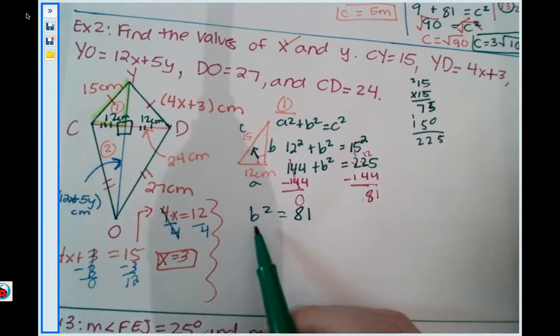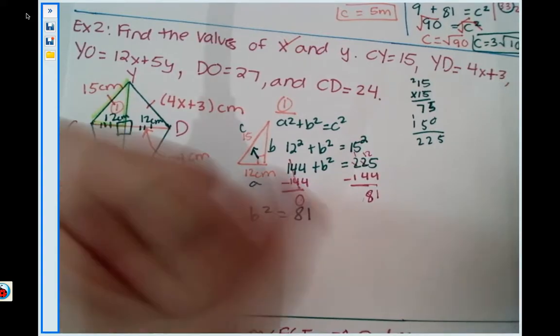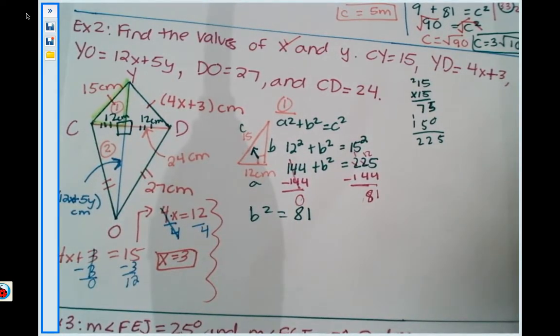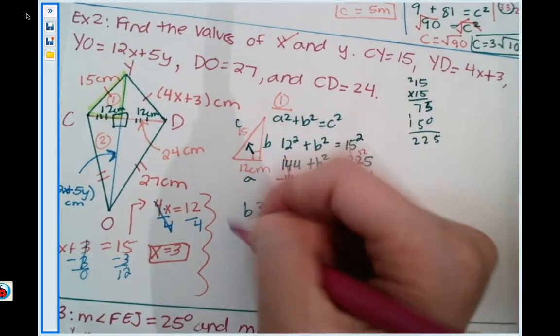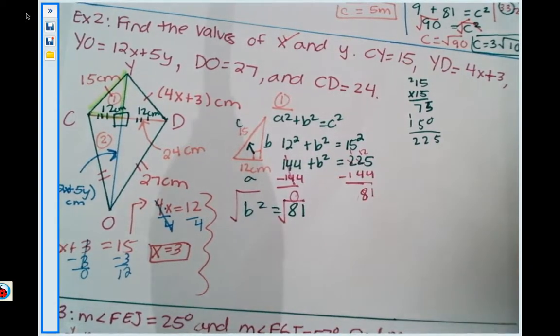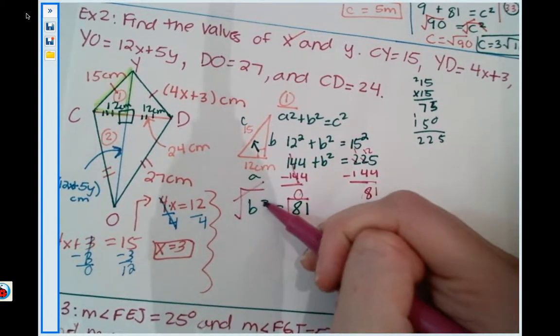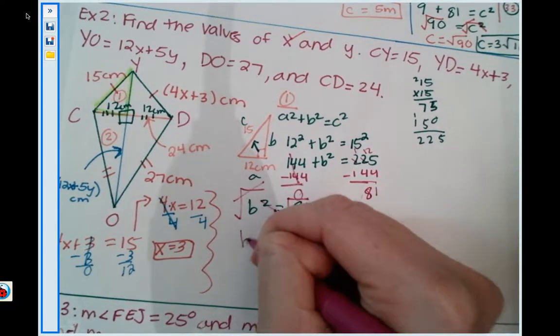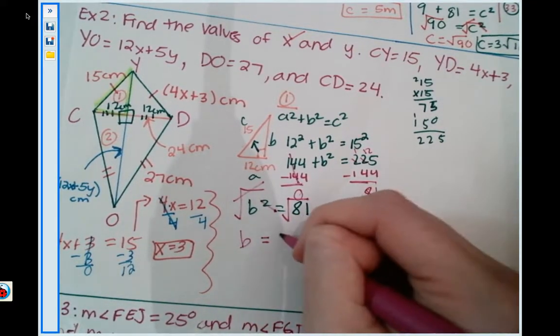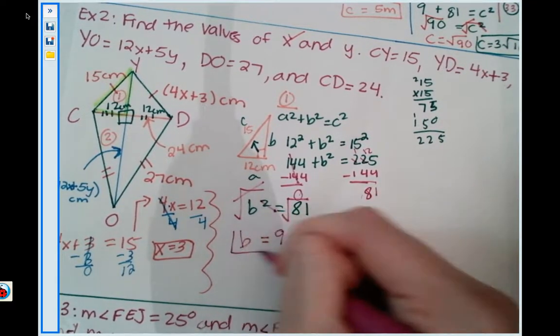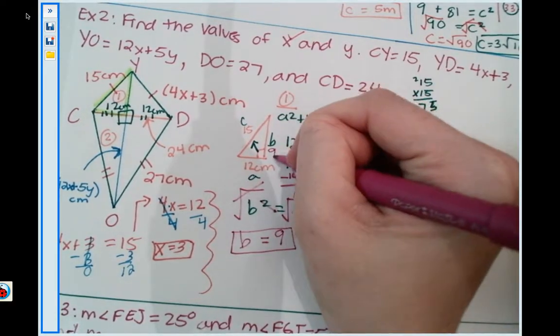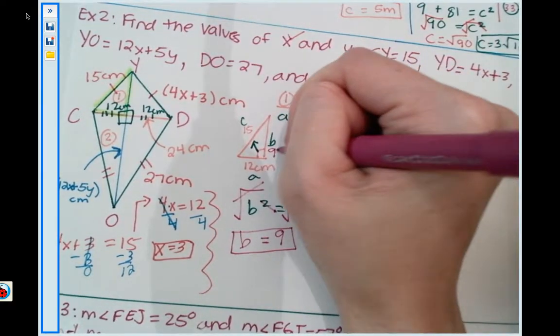Alright, and how do we undo a square? Because we're so close to finding the b. You do square root that thing. You guys are so brilliant. The square root will cancel out the squared. So we're left with b equals the square root of 81, which is 9. So this part of my triangle is 9 centimeters.